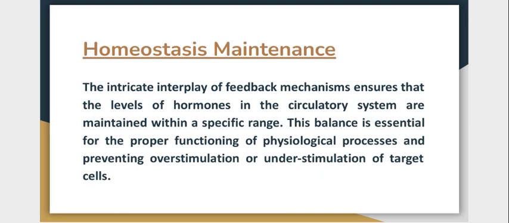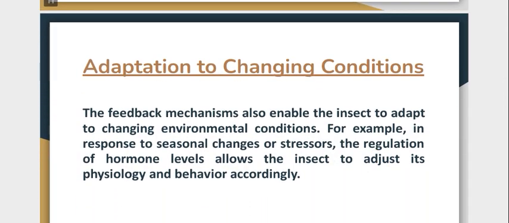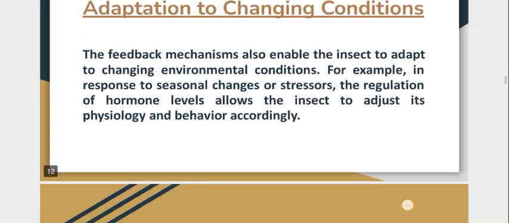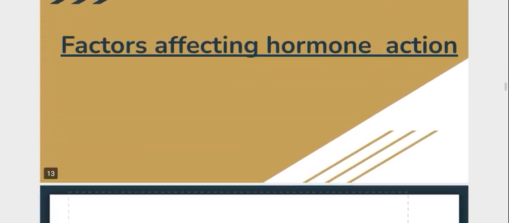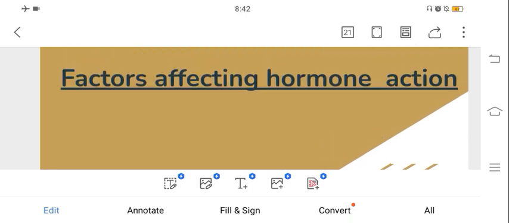This balance is essential for the proper functioning of physiological processes and preventing overstimulation or understimulation of target cells, and adaptation to changing conditions. The feedback mechanism also enables the insect to adapt to changing environmental conditions. For example, in response to seasonal changes or stresses, the regulation of hormone levels allows the insect to adjust its physiology and behavior accordingly. Okay, so we mentioned some important aspects related to the mechanism of action of hormones.